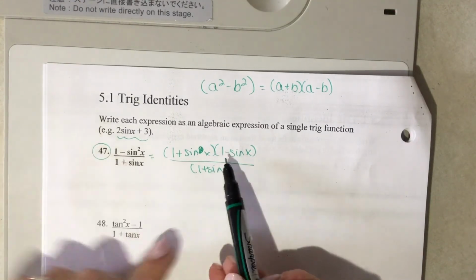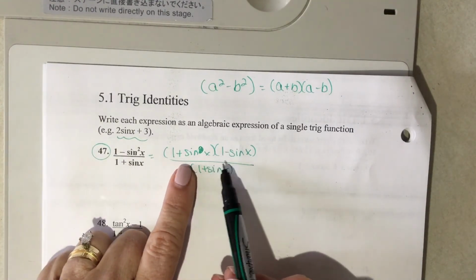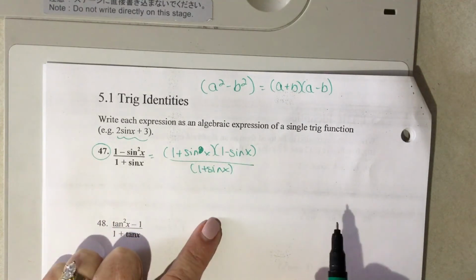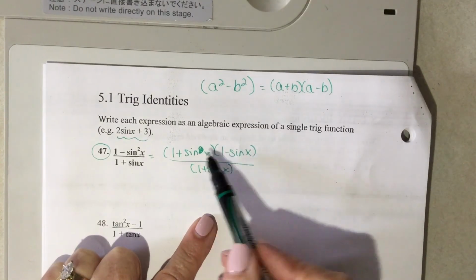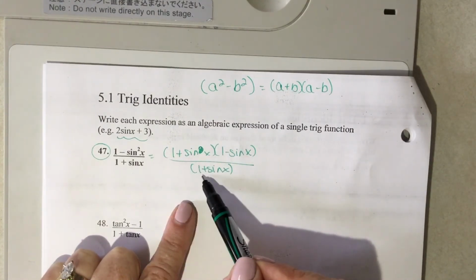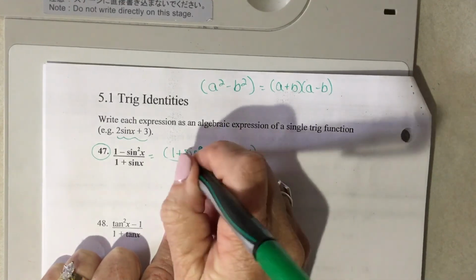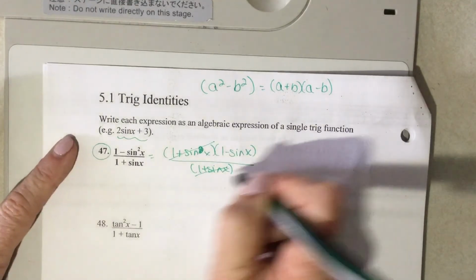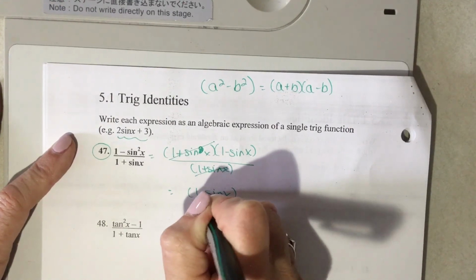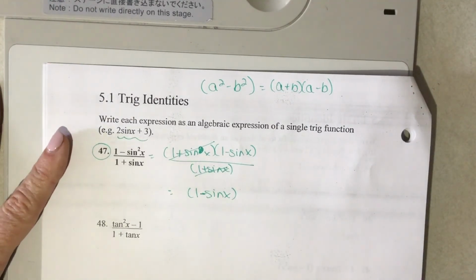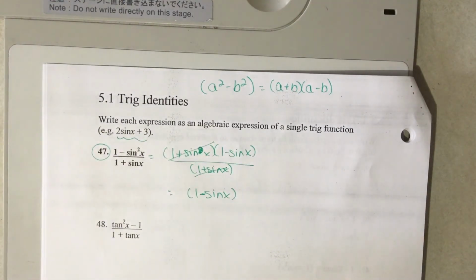Since the numerator has two binomials being multiplied together, those binomials can cancel. They're free to be let go. And since this binomial in the numerator is identical to the binomial in the denominator, they can cancel, and you're just left with 1 minus sine x. That is your final answer. I like that one better.